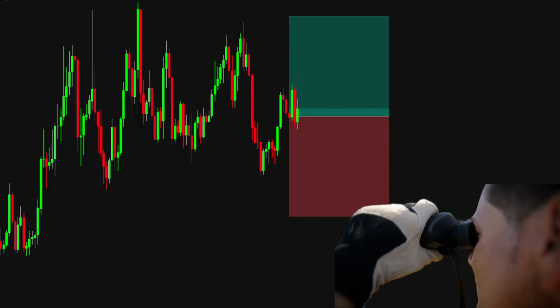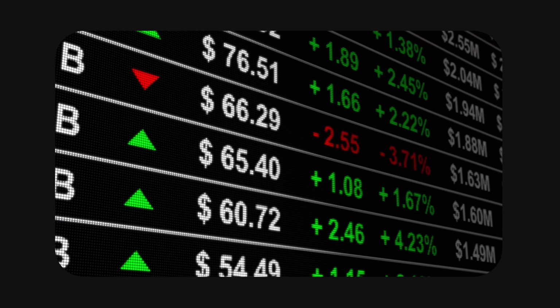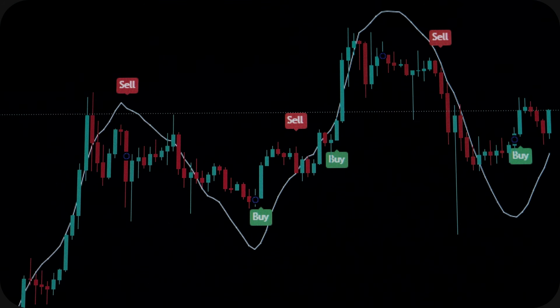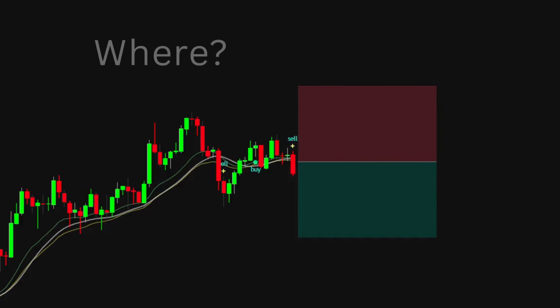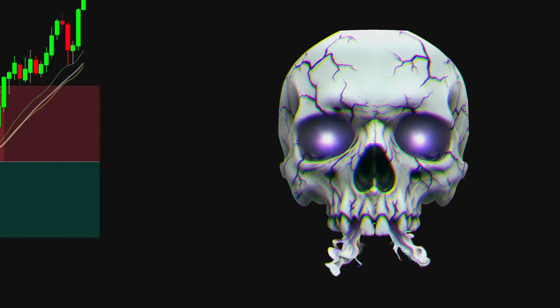But this isn't bad luck, and it's not manipulation against you. It's because you're entering where liquidity sits, not where institutions enter. You're reacting to signals instead of understanding timing, pressure, and context. Until you fix where and when you enter, every strategy you touch will feel cursed.